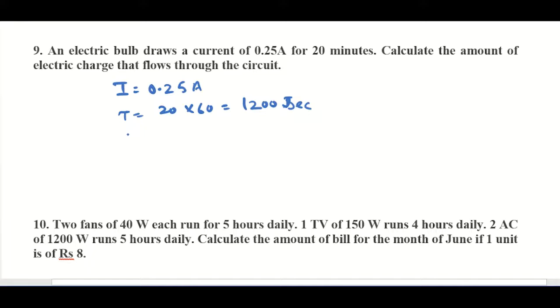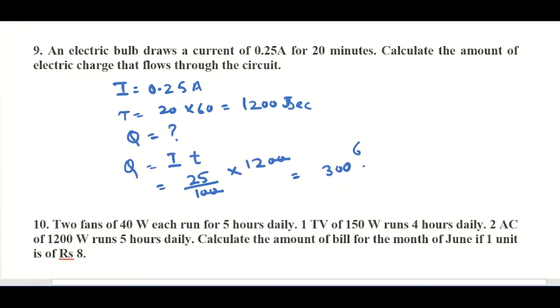Now we need to calculate the amount of charge. Charge means Q we have to calculate. So we know that Q is equal to I into T. This is the formula. I is 25 upon 100 and T is 1200. Solve it. 300 coulomb is the answer.